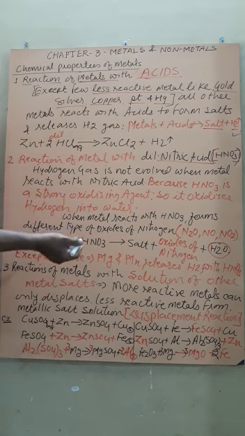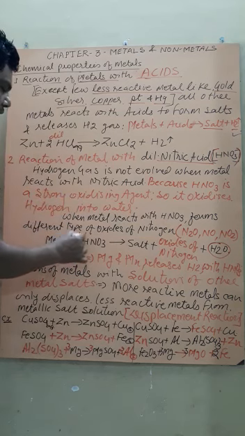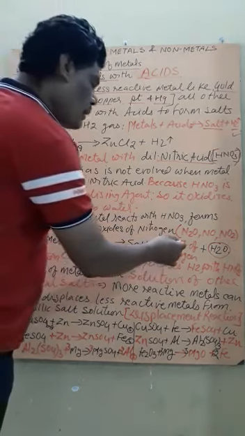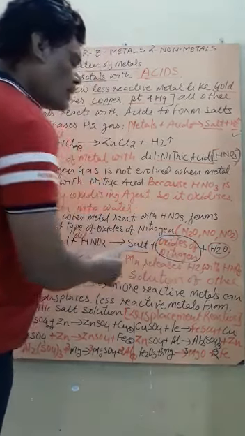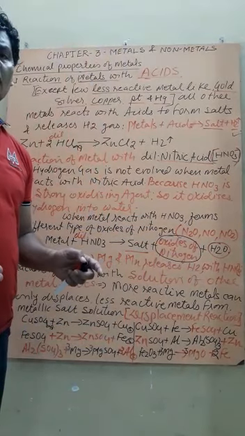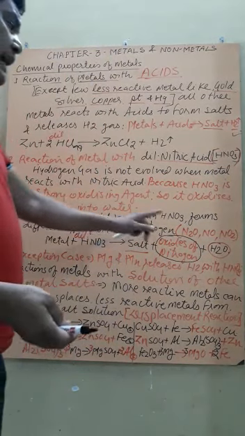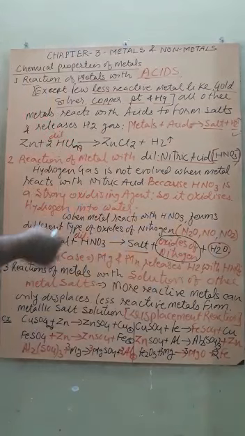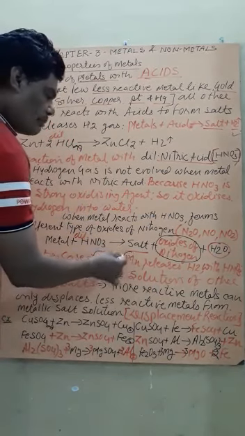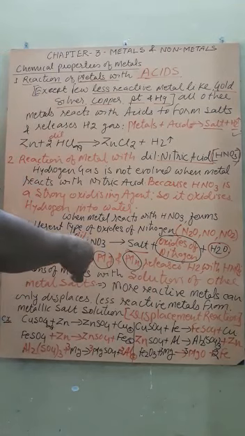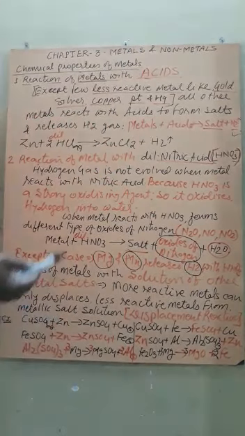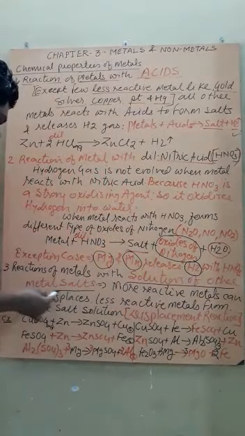But other metals can react with dilute HNO3 acid and form salt, but along with salt they form different types of oxides of nitrogen. Nitrogen and oxygen can form many compounds like N2O, NO, NO2 along with what? Water. The exceptional cases are magnesium and manganese. Being more reactive, they easily react with HNO3 and form salt and release what? Hydrogen gas.